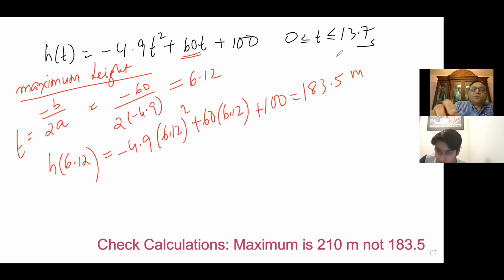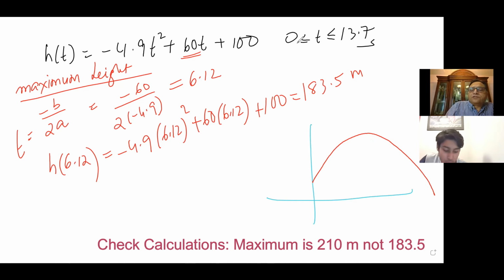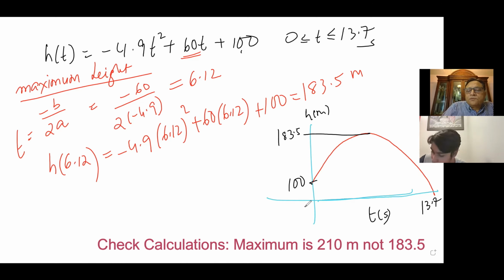You see that? So basically, you calculated just now that this rocket, which was launched from 100 meters, will go up and then down. And the total duration of this flight is 13.7 seconds, right? So this time is in seconds, height is in meters, and we figured out that the maximum height is 183.5 when you launch it from 100 meters. So much information you got, right?